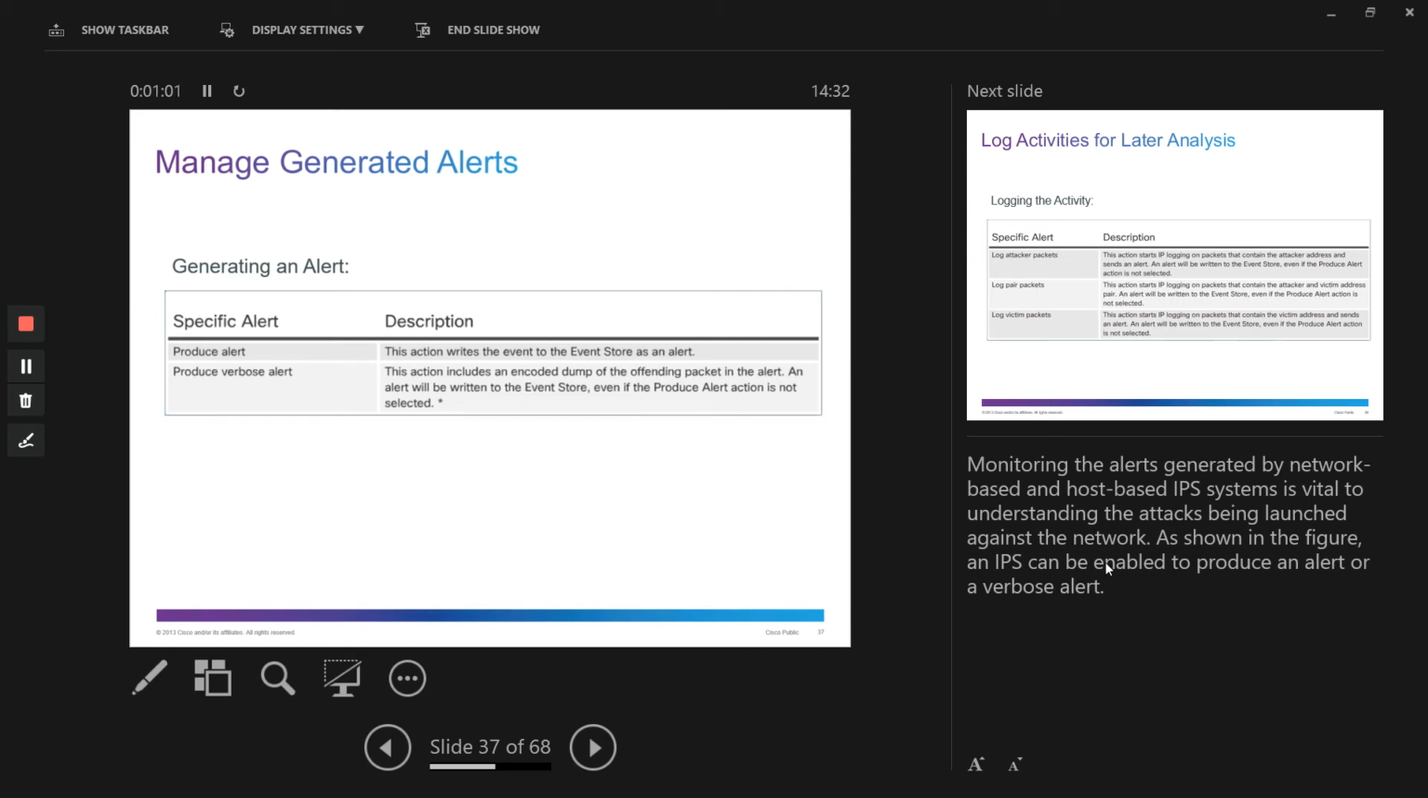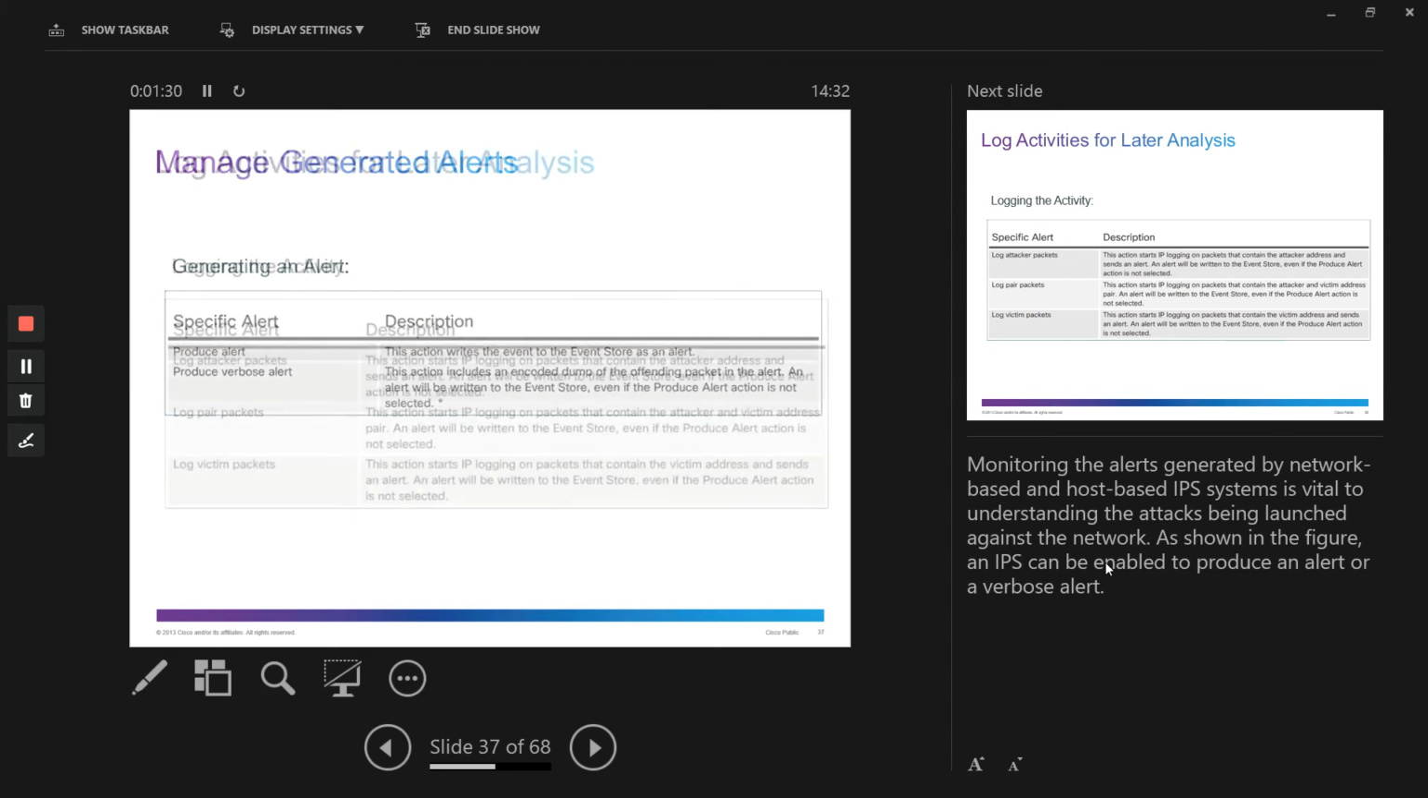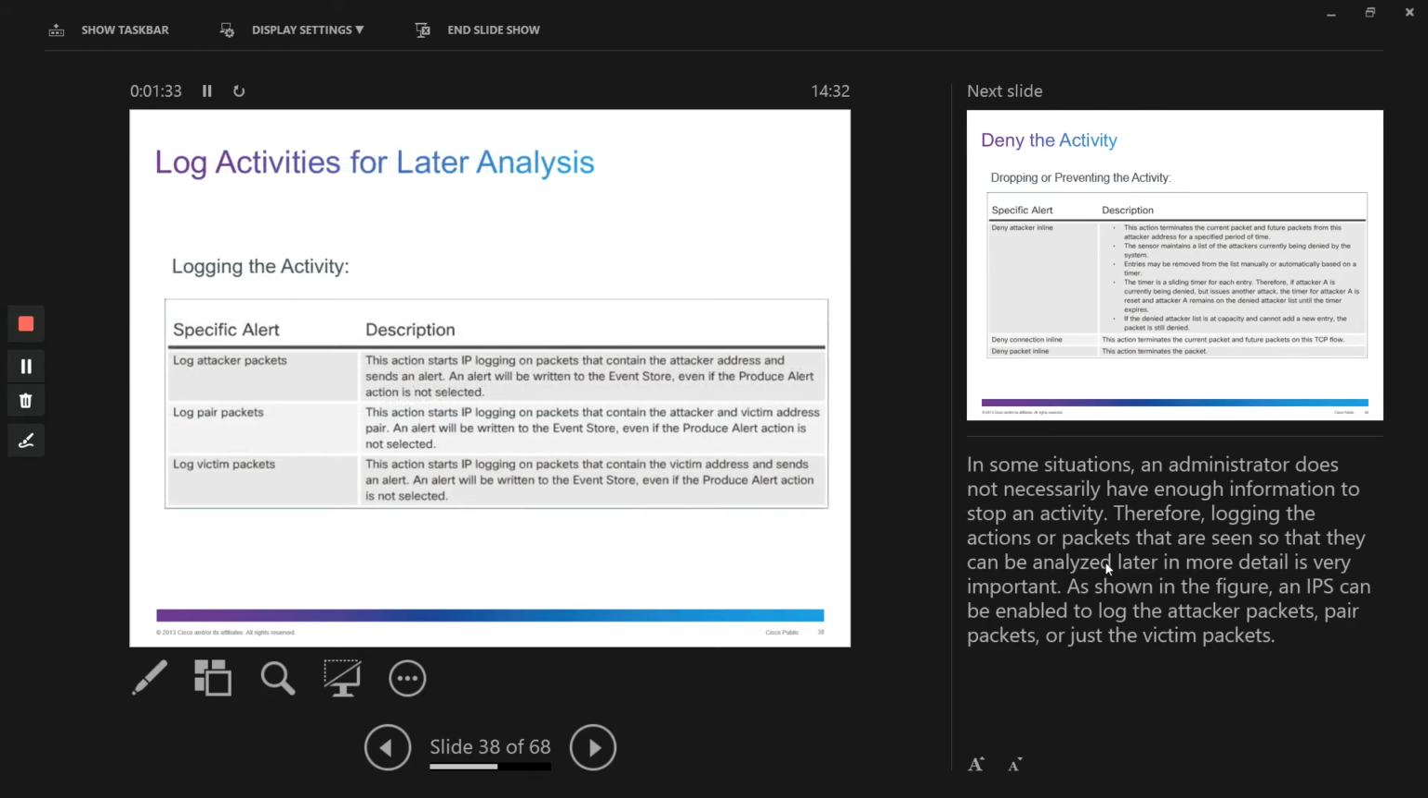As you can see in the table, an IPS can be enabled to produce an alert or a verbose alert. In the first category, this action writes the event to the event store as an alert, but in produce verbose alert, the action includes an encoded dump of the offending packet in the alert as well. And it does write all this information in the event store. So there are two types of generating alerts.